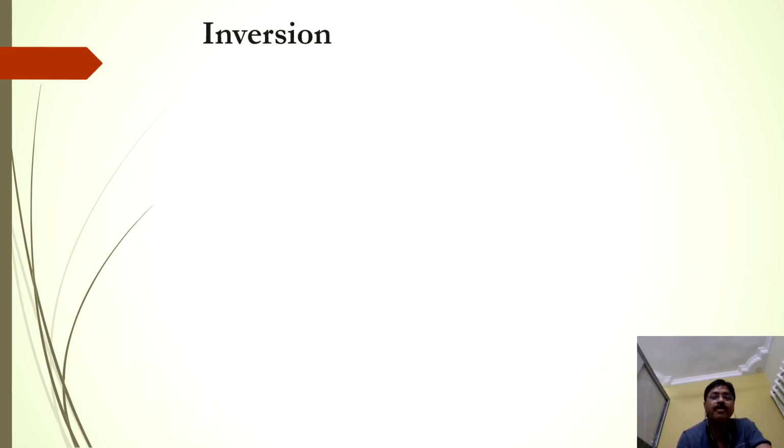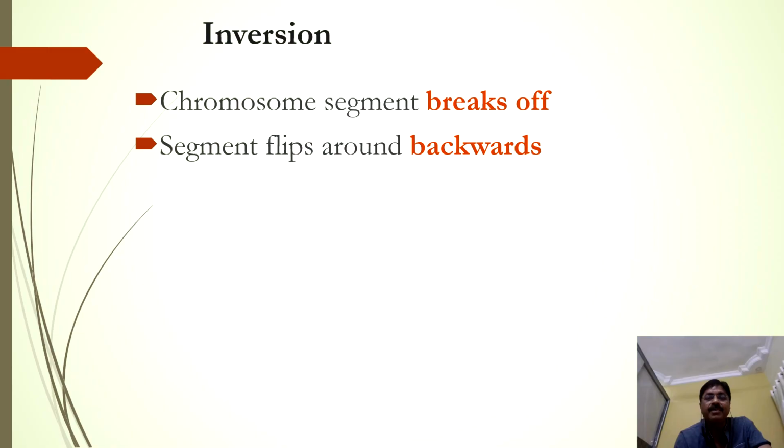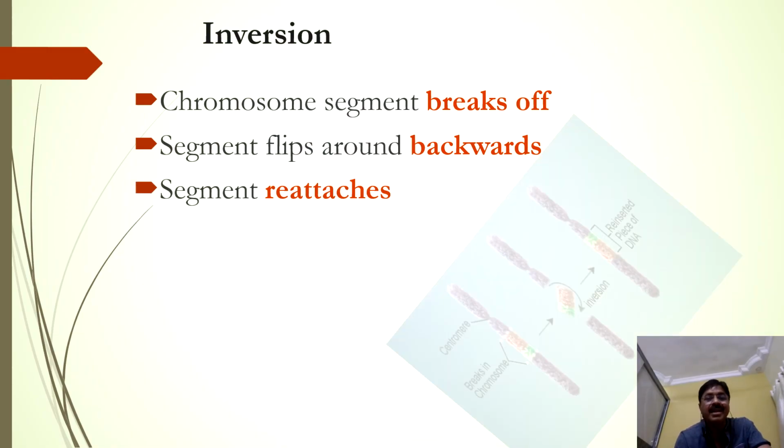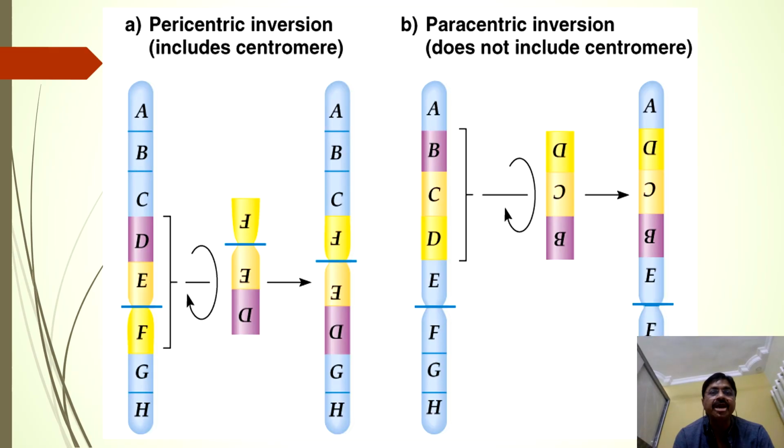The third part is inversion. Now, inversion is a chromosomal segment which breaks off. The segment flips around backward. Some segments reattach to the same fragment. Here, this much portion is going to be inverted in the sequence. Now this chromosome breaks, it gets inverted, and again it is reinserted in the same position but in the reverse form. So we call it inversion.